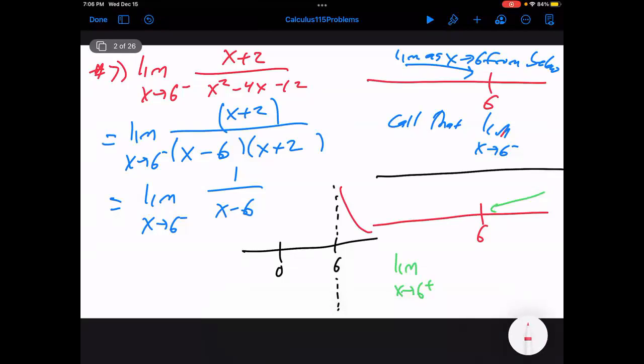What about as x goes to 6 from below? It's going to go negative. Think of x as 6 minus 1/10, 6 minus 1/100, 6 minus 1/1,000. As x goes to infinity, what does 1 over x minus 6 go to?